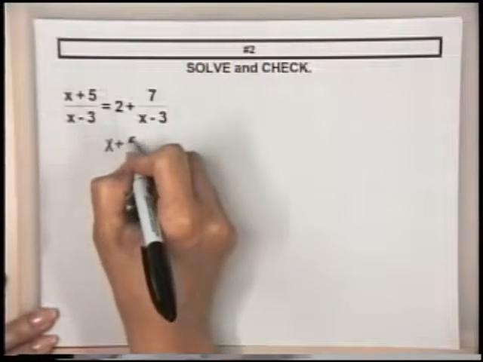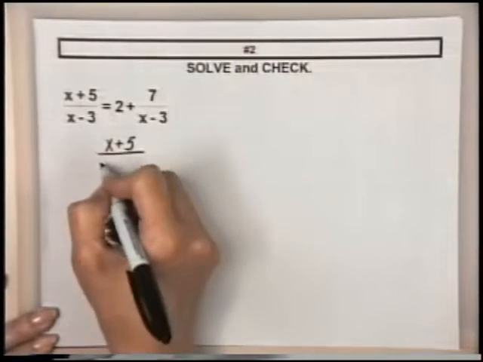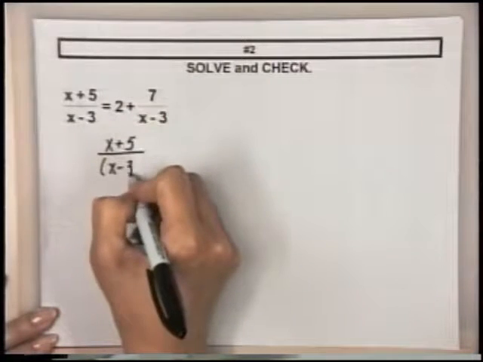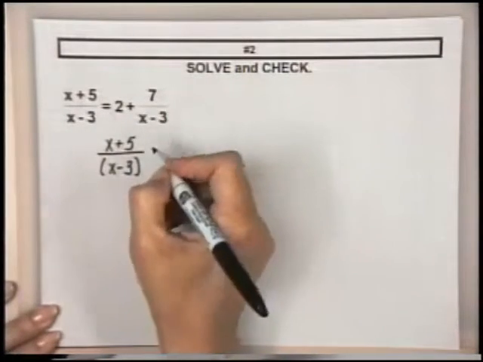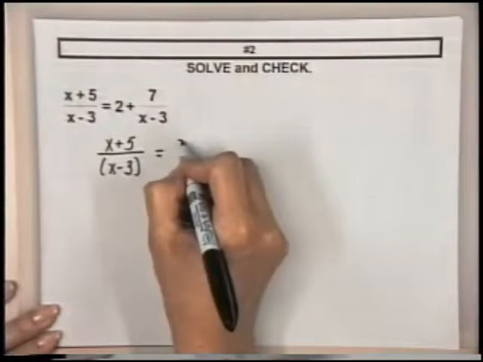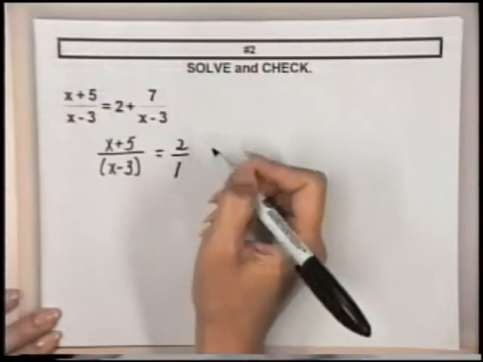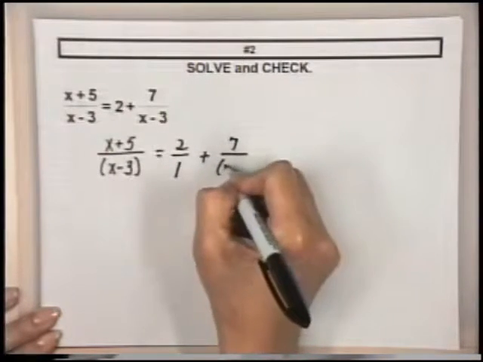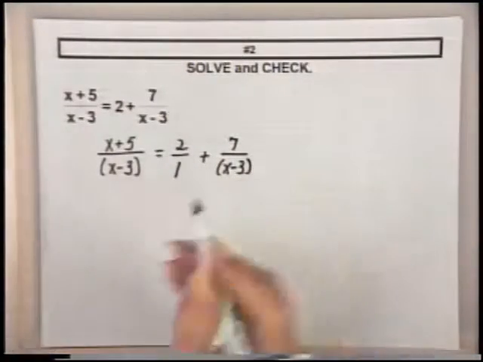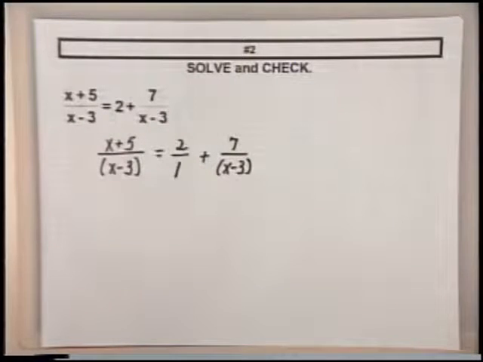I will rewrite my problem. I have x plus 5 over x minus 3, and x minus 3 is a factor in my denominator, equals 2. I will write my 2 over 1, plus I will write my 7 over, once again, my factor in my denominator is x minus 3.